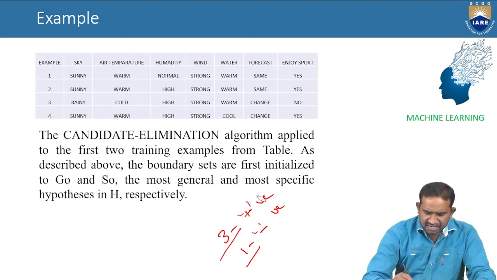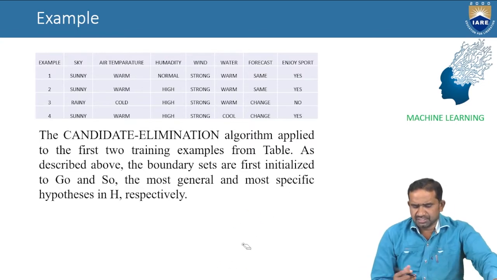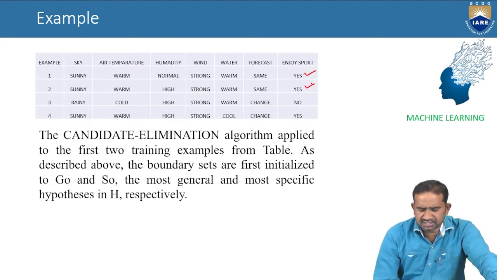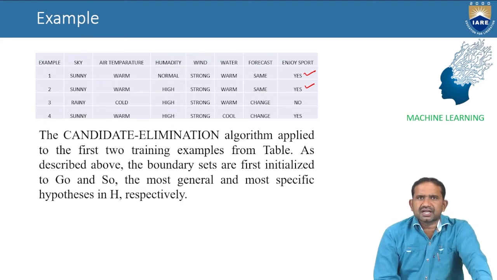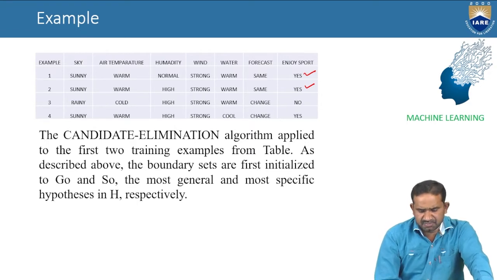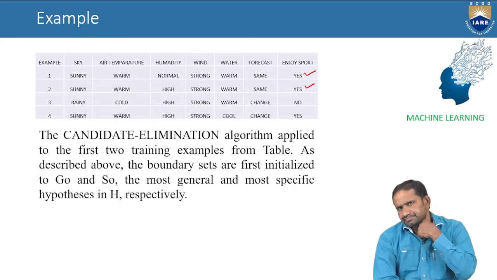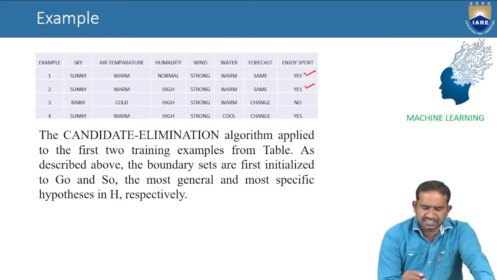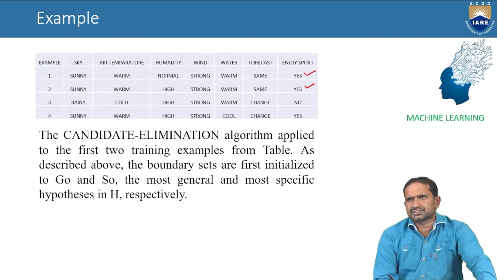The candidate elimination algorithm is applied for the first 2 training examples. Why? Because they are positive examples. As described above, the boundary sets are first initialized: the generalized hypothesis and the specialized hypothesis, the most general and most specific hypotheses in H respectively. First we initialize the generalized hypothesis and the specialized hypothesis.